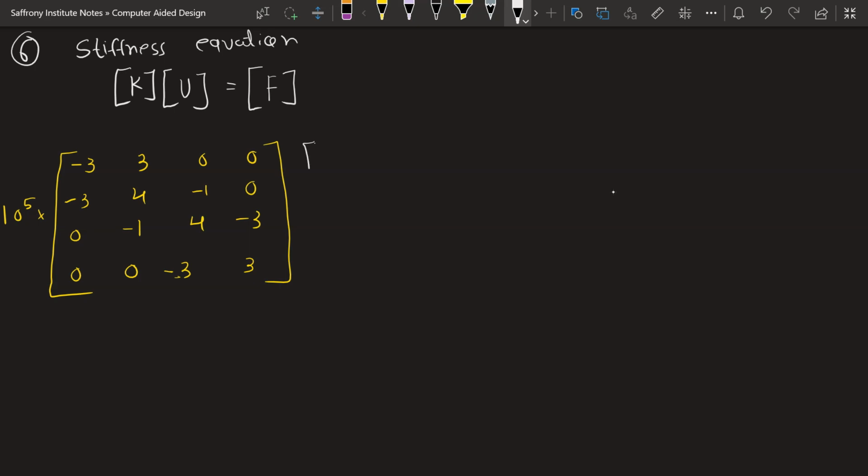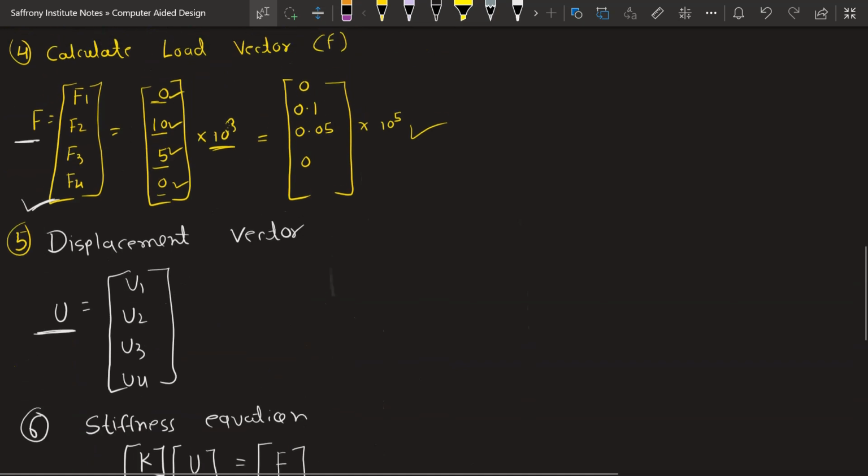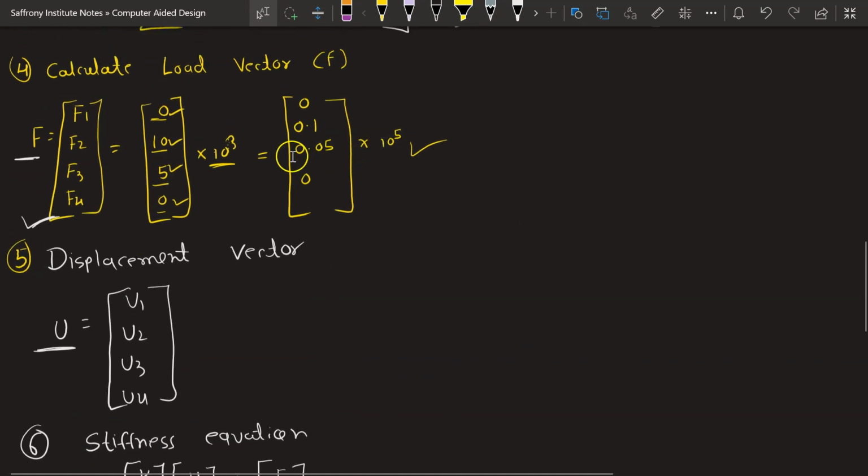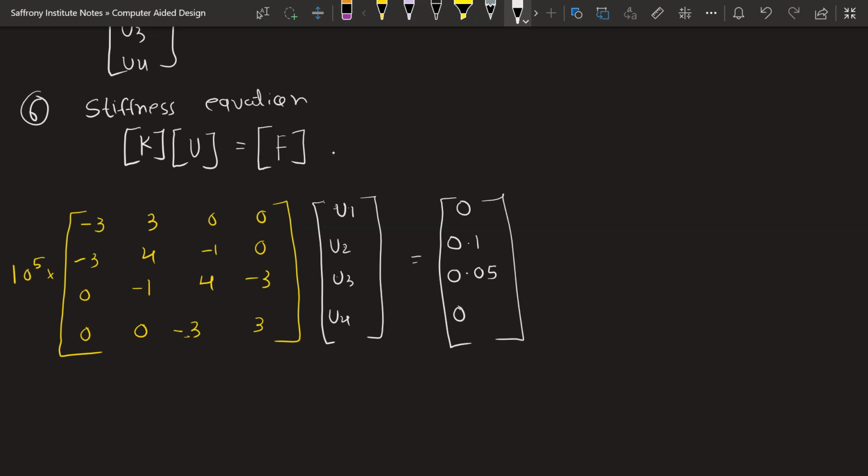Then the U was very simple: U1, U2, U3 and U4 is equal to the force matrix. So we will just replace the values of the force matrix which we have obtained earlier, which are here, and we will replace them here. Those values are 0, 0.1, 0.05 and 0. Okay, so now the particular equation looks like this.